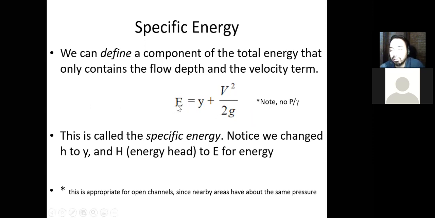Although the unit is actually head, pressure head. So the E value is called the specific energy head, of course, and still no pressure component. So for open channel flow, the specific energy is equal to y plus V squared over 2g.